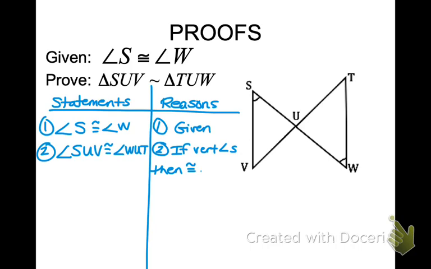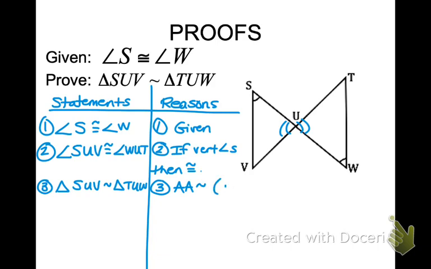For us to be able to say that two triangles are similar based off of angle-angle, I need to have two sets of congruent angles. Do we have two sets of congruent angles? Yeah, there's one, there's the second one. So can I say that my two triangles are similar? Yeah. So line 3 is our prove line: triangle SUV is similar to triangle TUW because of angle-angle similarity.